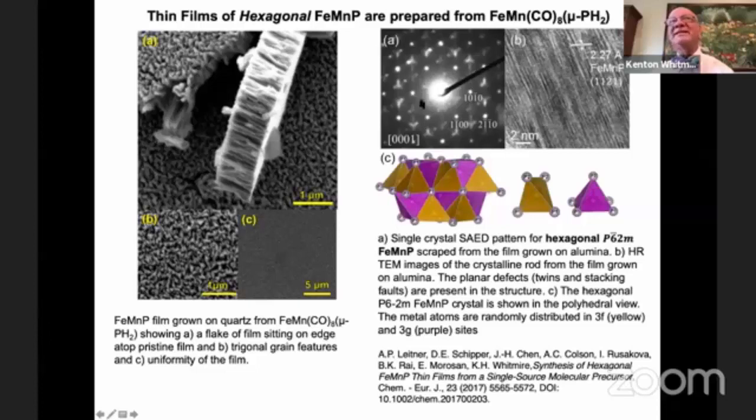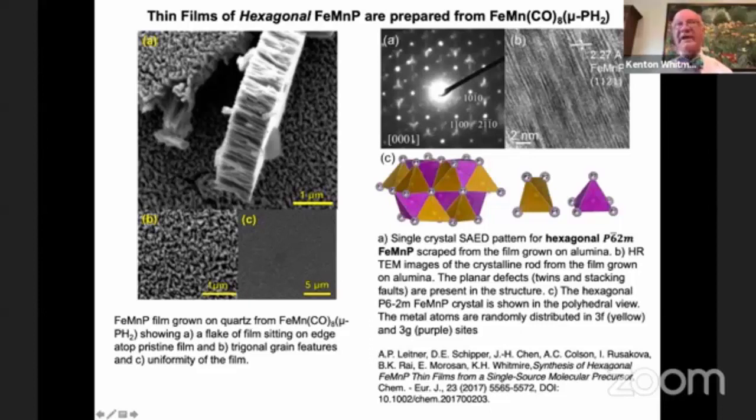Interestingly, this is the metastable phase of FeMnP. FeMnP, if you go back to the original, is not a hexagonal but an orthorhombic phase. And so when you are growing this, what we are getting, we believe, is kinetic control of the film growth, where the iron and manganese sites are statistically distributed throughout the crystal lattice.